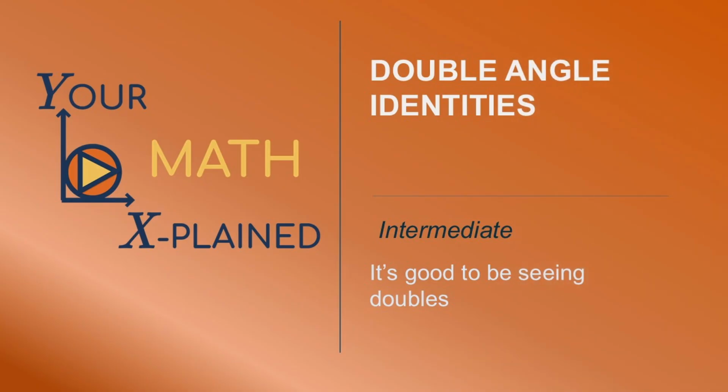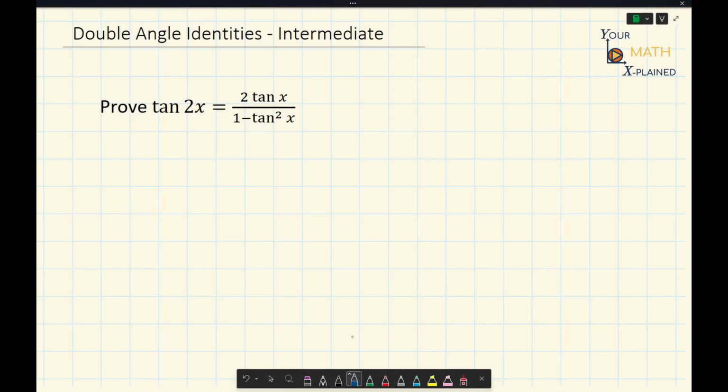My name's Angela. In the last video, we got an introductory look at what the double angle identities are and how we can use them. We also proved the double angle identity for sine 2x and one of the cos 2x. Today, we're going to prove the rest of them, and we're going to take a look at how we can incorporate them in harder problems.